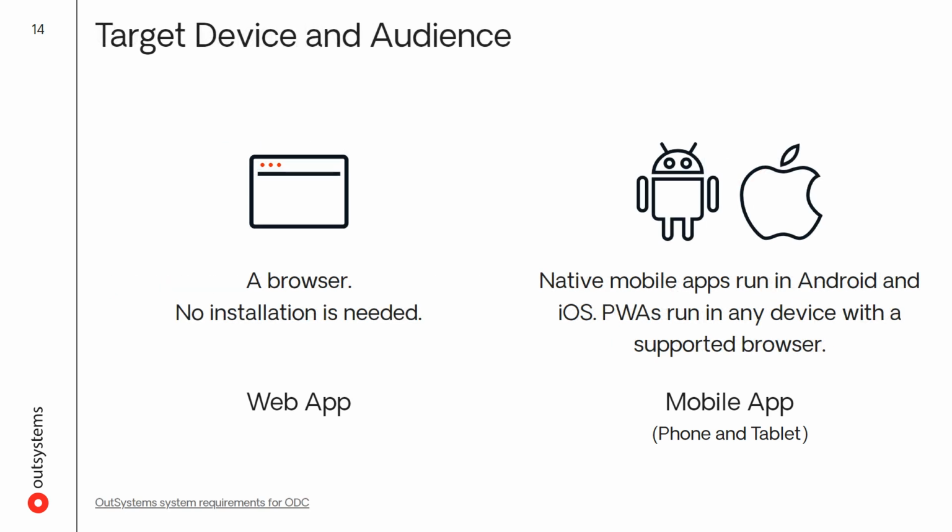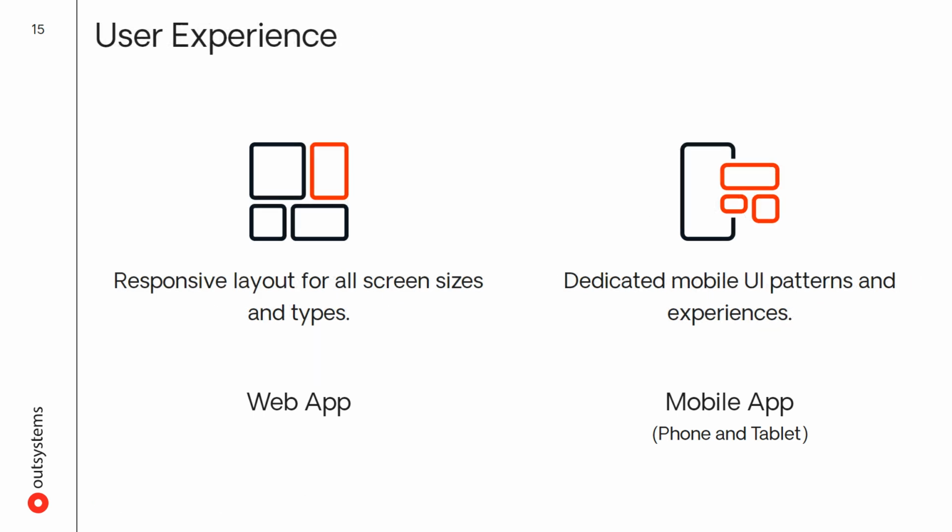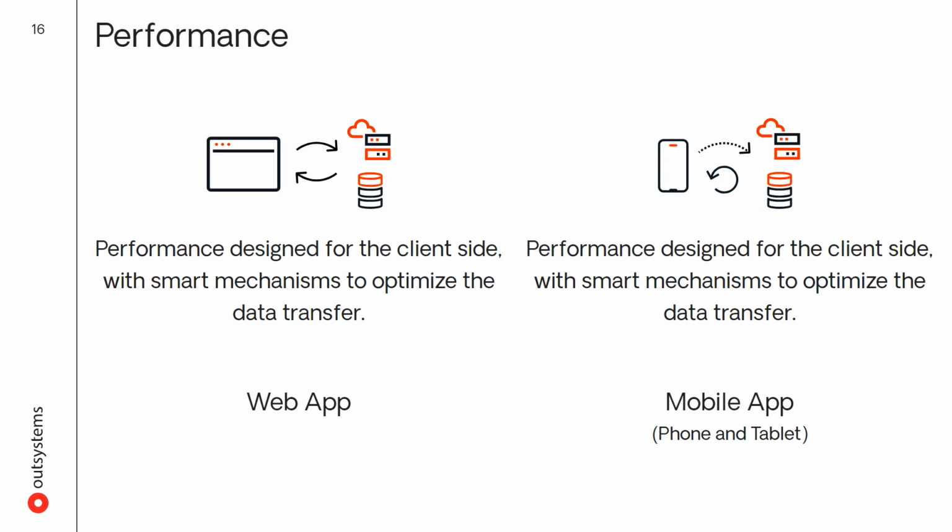The target device and how your audience will access the app is different. With web apps, access occurs via browsers, while a mobile app can be executed natively on the device or as a PWA, using a supported browser. User experience is highly important. A web app will enable you to create responsive layouts that adapt dynamically to the device's screen size. On the other hand, a mobile app needs to have its experience tailored for small devices, where fingers are tools for interaction. As for performance, there is no difference.